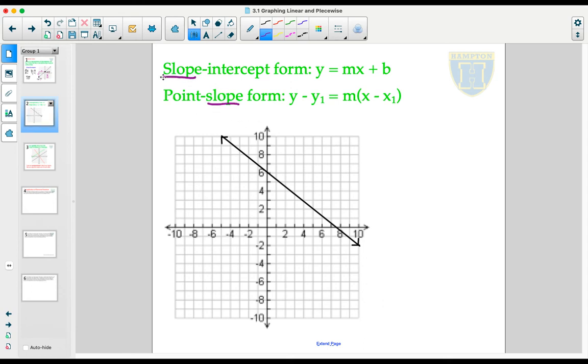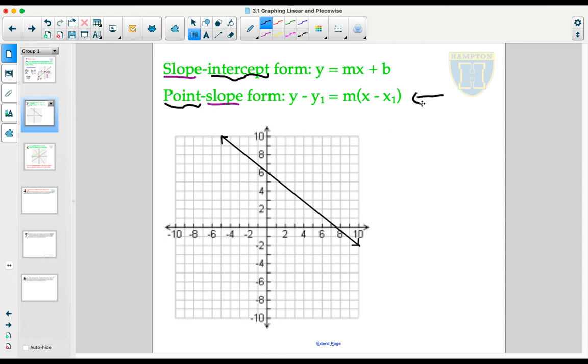That requires us to calculate the slope of the line given the information in the graph. After we identify the slope, these two formulas require that we use different information. Slope-intercept form requires that we use the intercept. Point-slope form requires that we use any point on the line.